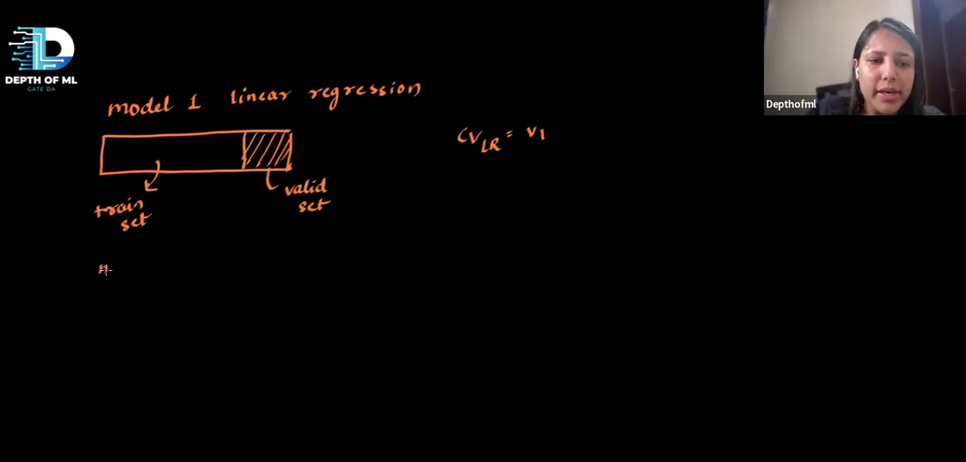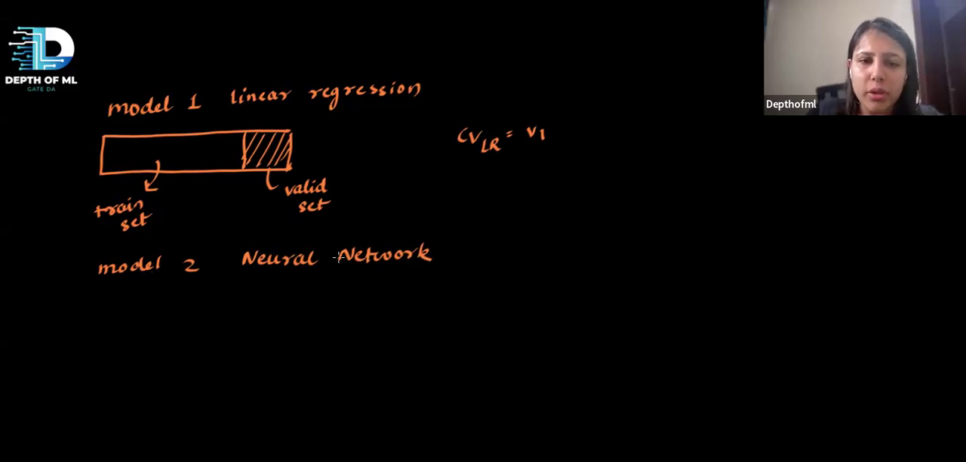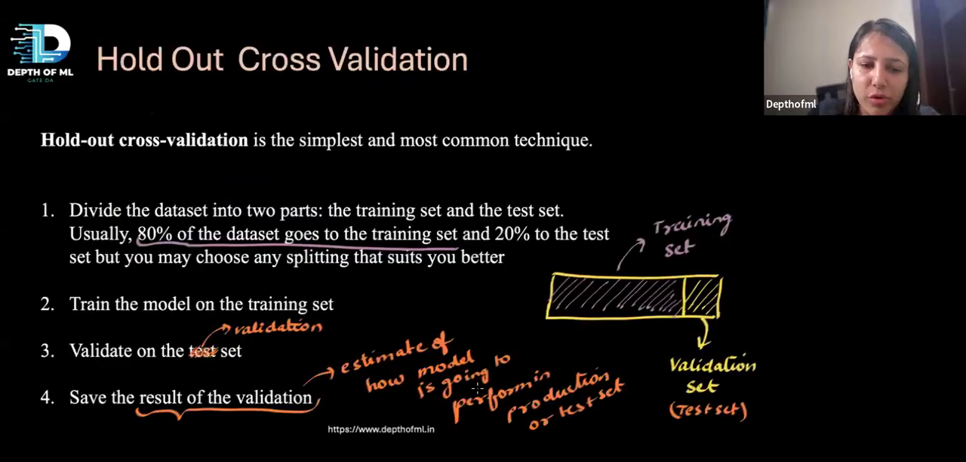Fine. Then you will train another model, which is model 2. Let's say you decide to use SVM for this, or let me say neural network for this. Okay, again, you will use the same train set and the validation set. You will compute the estimate of your model on the holdout set, whatever you have kept here. So this validation set is also called holdout set, and hence it's called holdout cross-validation.